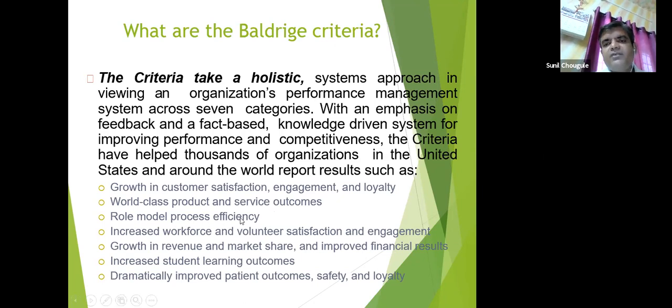Role model is something which is ideal. Nothing is better and beyond a role model. So this is relevant with process efficiency, increased workforce, and volunteer satisfaction and engagement. Workforce has to be increased so that more output will come. Volunteer satisfaction and engagement: those who are voluntarily testing and trying product or services should get satisfied. Growth in revenue and market share and improved financial results.